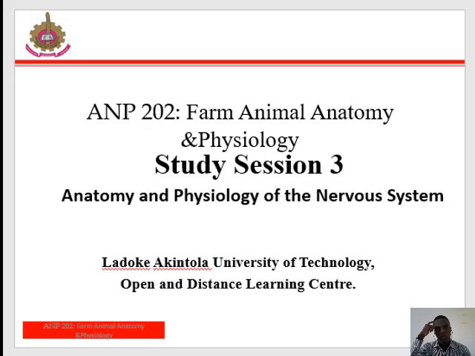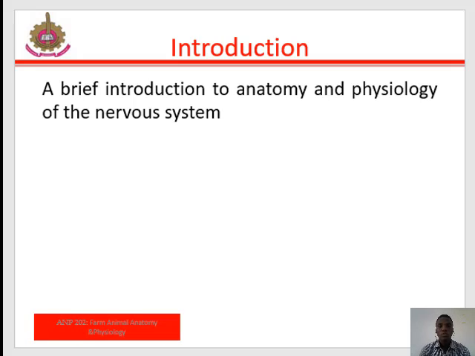The title of today's topic is Anatomy and Physiology of the Nervous System. Introduction. The nervous system consists of the brain, spinal cord, and peripheral nerves, which connect the various parts of the body to either the brain or spinal cord.